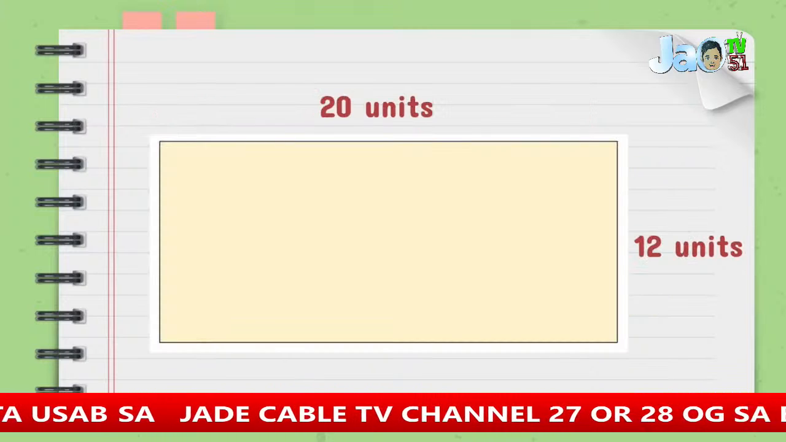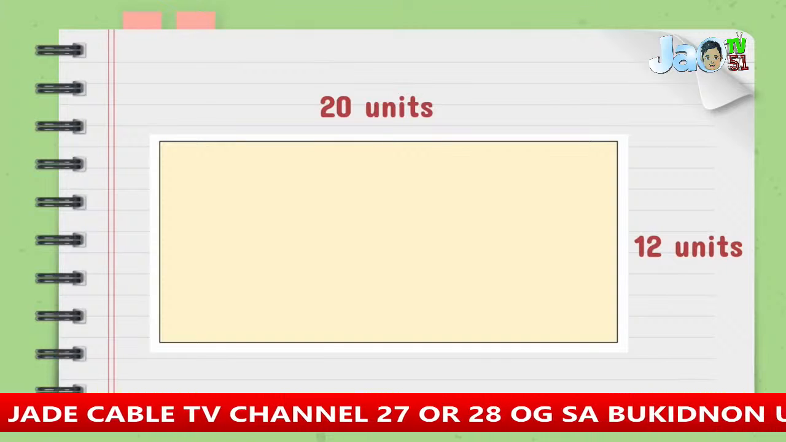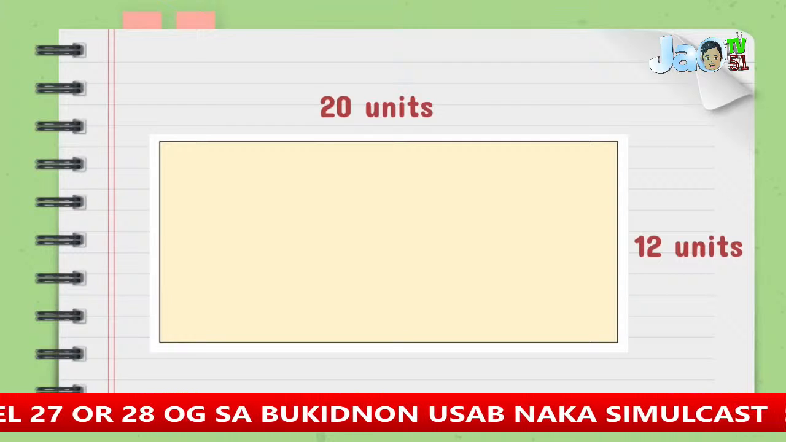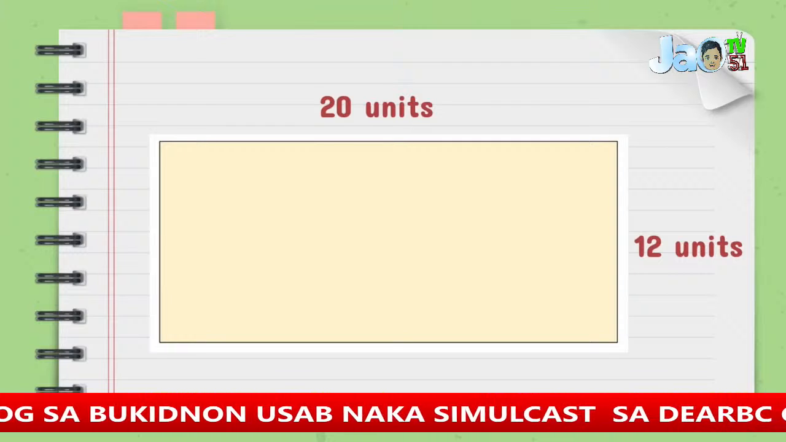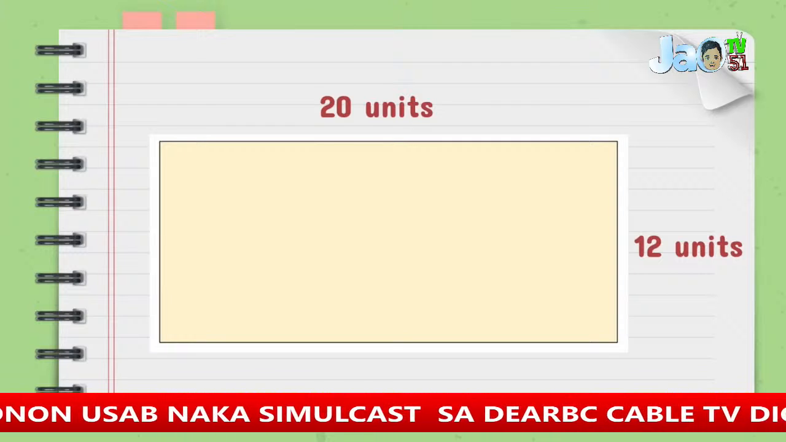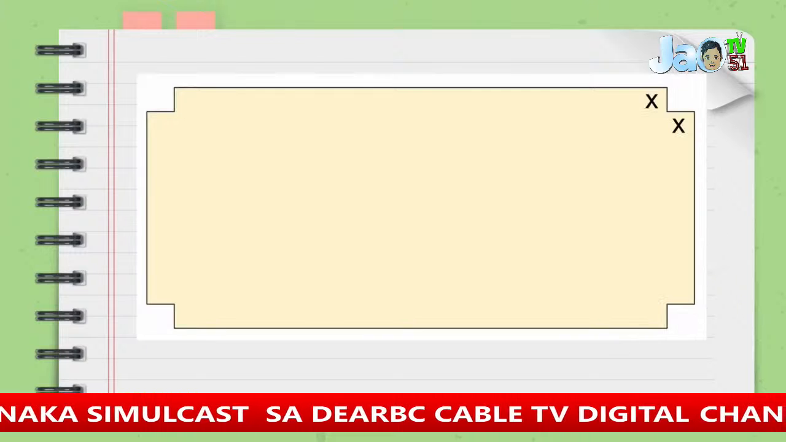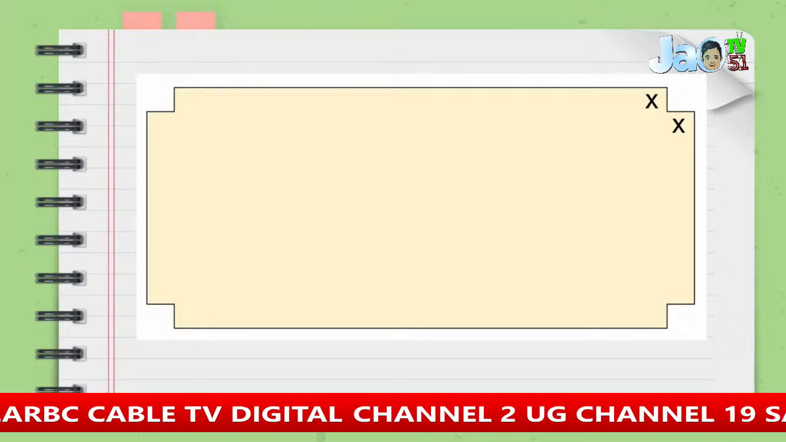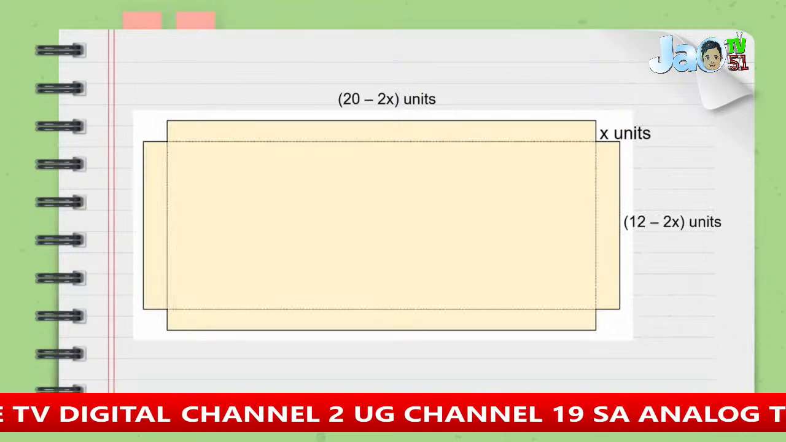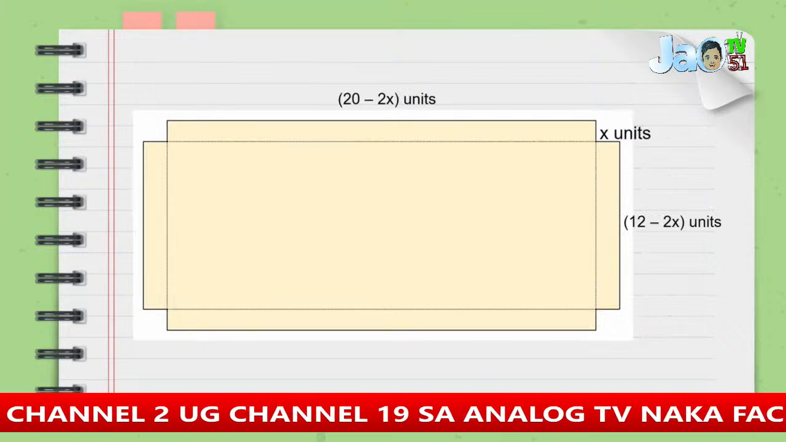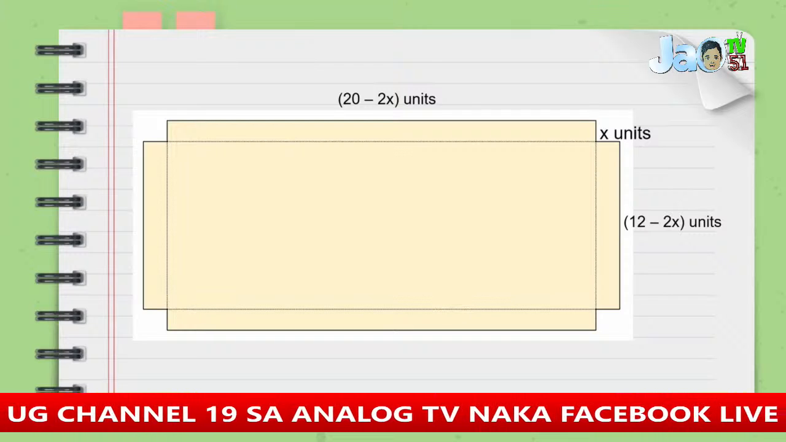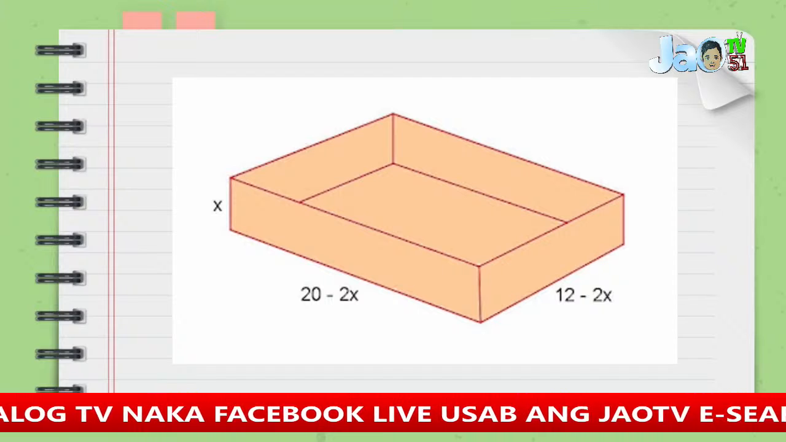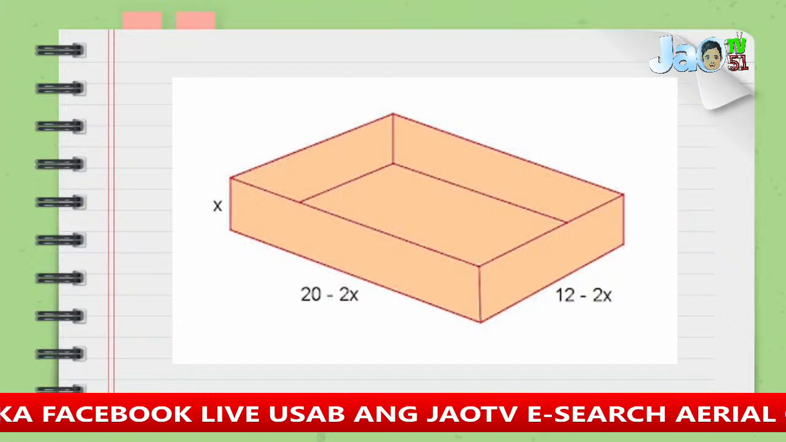Suppose you are asked to make an open box from a 20 by 12 inches cardboard. To make an open box, you are required to cut small squares from the four corners and fold along the lines of the cut squares. The folded sides will be glued. The volume of the resulting open box illustrates a polynomial function.